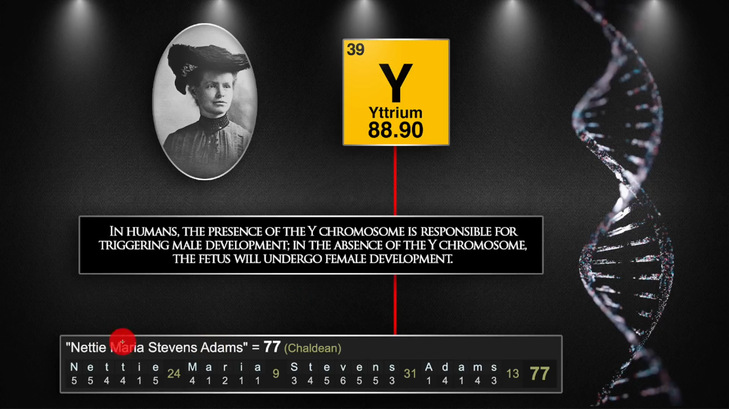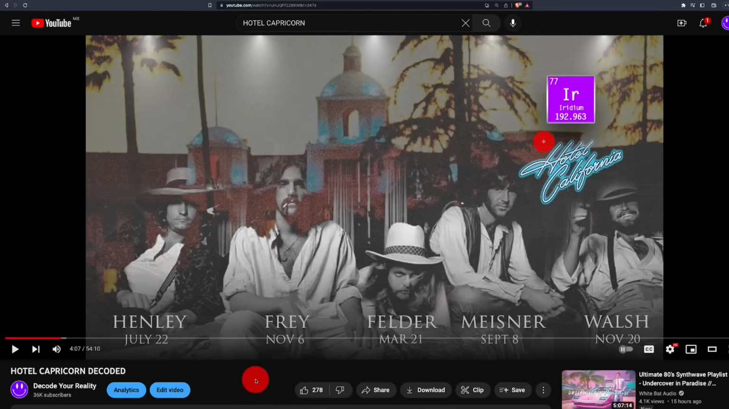If you take her mother's maiden name off, you go Nettie Marie Stevens, 64. That's the GD element. But when you add on the mother's maiden name, called the née name, it gives you a really pronounced numerology output, 77. Why 77? Well, I broke it down through my Hotel Capricorn Decoded, which is just another name for Hotel California. The five band members who wrote and sang Hotel California, where they said you can check out any time you like, but you can never leave. Their birthdays add up to the number 77.